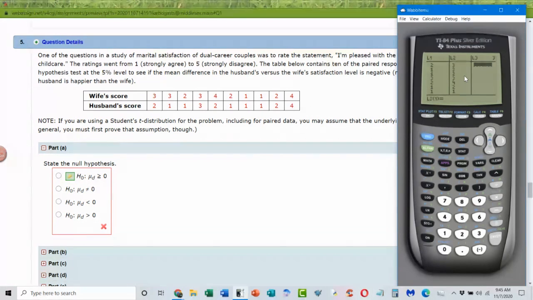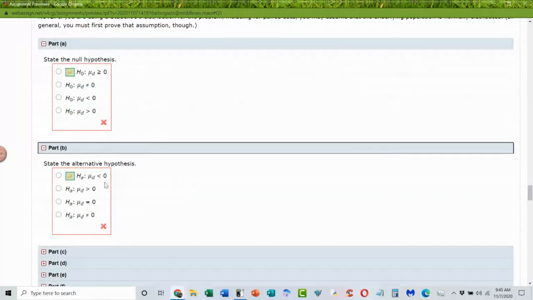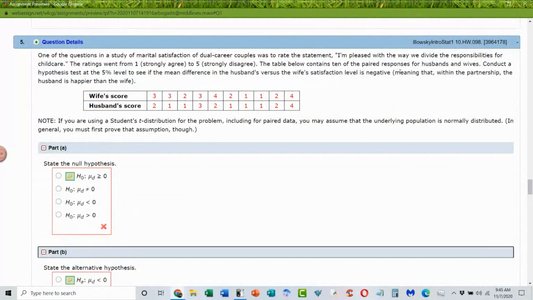So up here in list 3, I'm going to enter list 1 minus list 2. When I hit it, it plugs those values in. List 3 is the data that I'm actually going to test, because this has the differences between husbands and wives. When we do differences, we have to actually do the subtraction and find which thing we're looking for. Because we're interested in that, it said, is it negative?